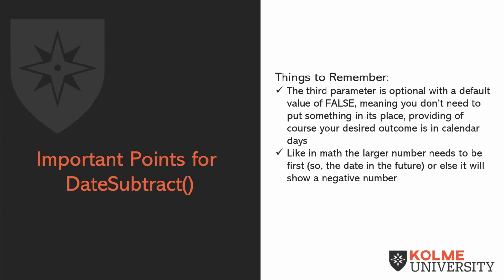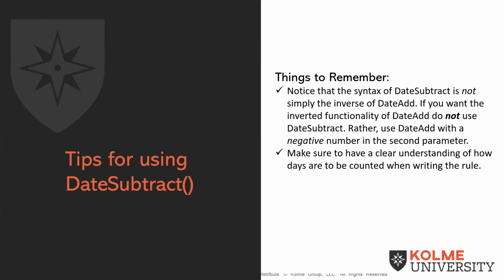One other thing to keep in mind is, like in math, the larger number needs to come first. So the date in the future is the date you'll put in the first parameter, and the date in the past will be the second parameter. Otherwise, it will show a negative number. Which sometimes you might want, like when we talked about contingency or my buffer between my committed and my due date, I might want that to be positive in one case and then negative if we flip to having a late date. Exactly.